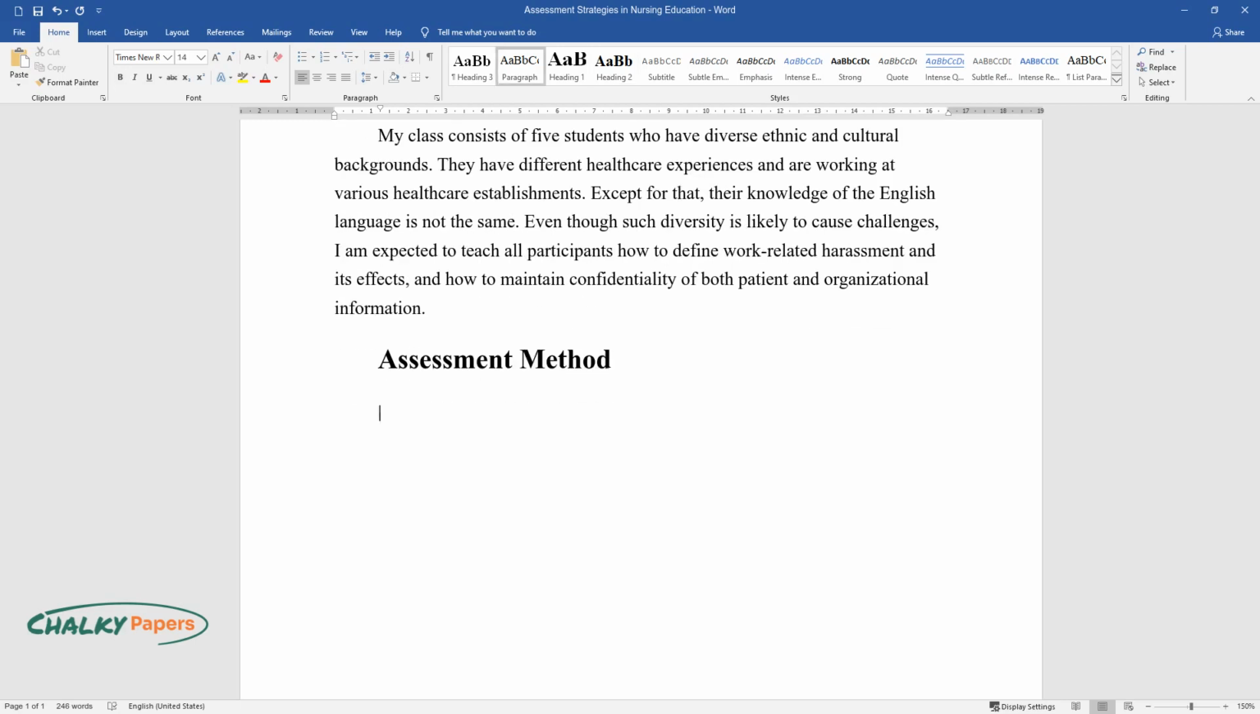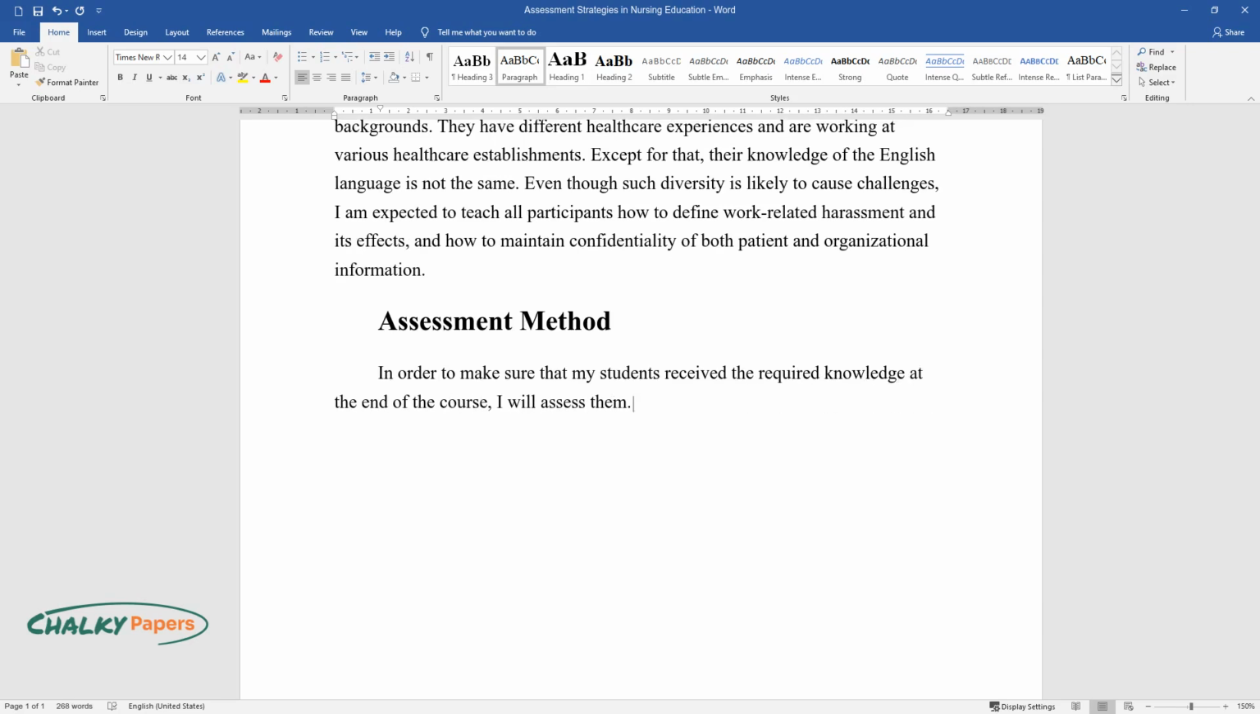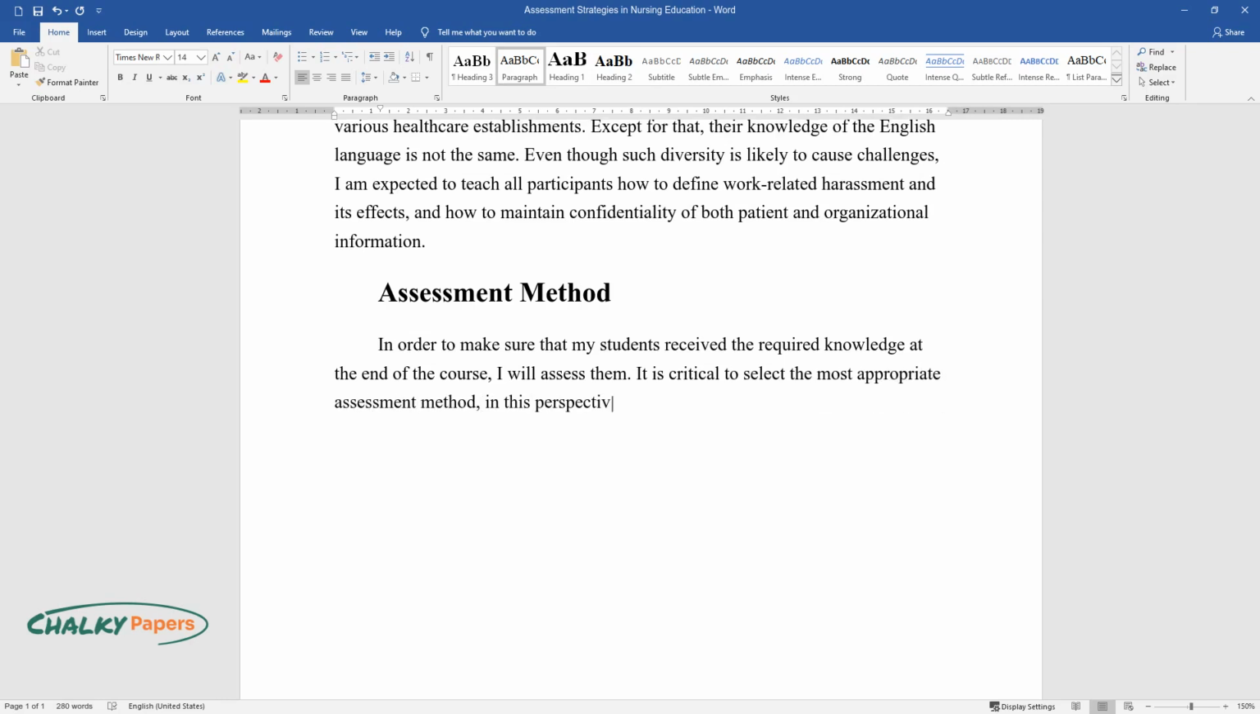Assessment method. In order to make sure that my students receive the required knowledge at the end of the course, I will assess them. It is critical to select the most appropriate assessment method, in this perspective, as it will define the success of the whole course.